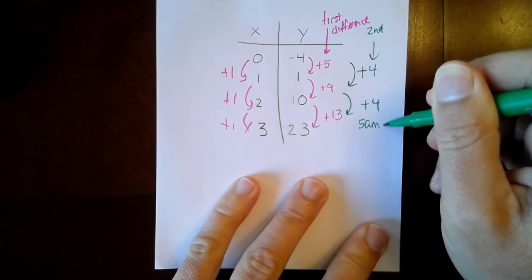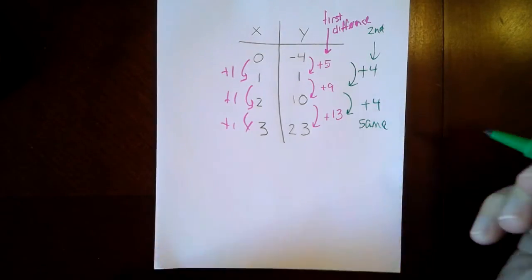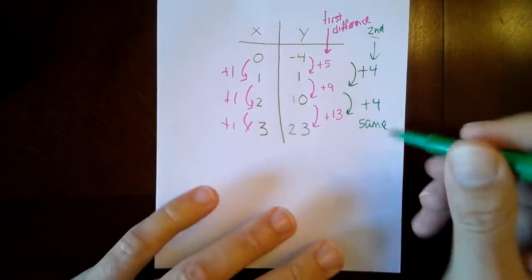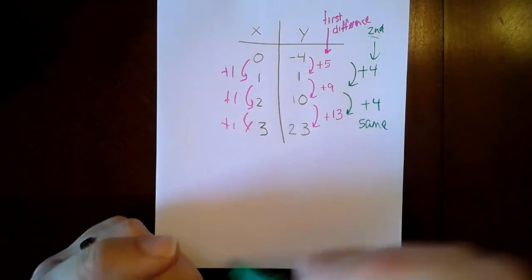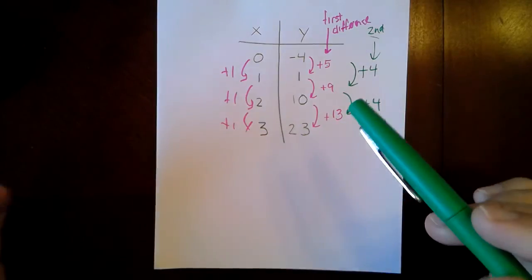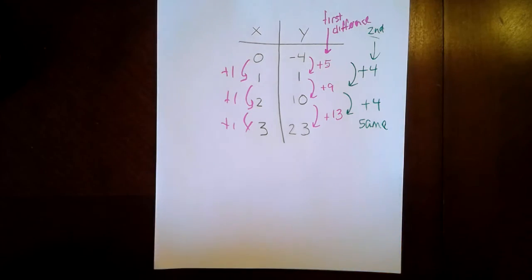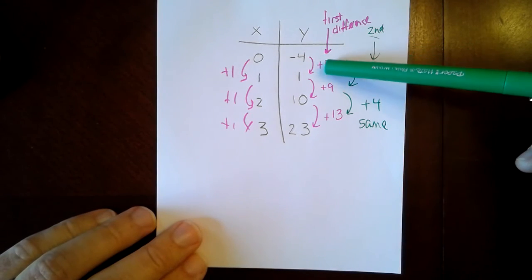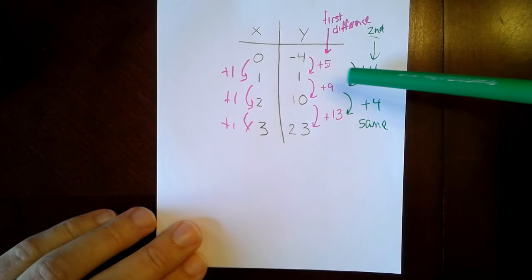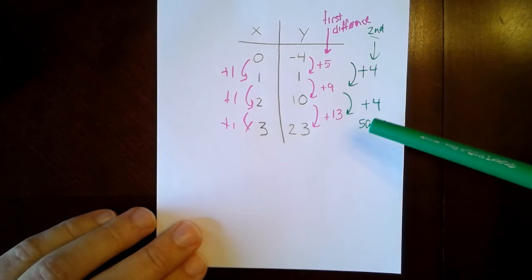These are the same. If the second difference is the same, then it is a quadratic. That's how you can look at a table, and not look at a table, but use a table to tell that it is a quadratic function. We use the first differences and find the difference of them to see if it's the same.